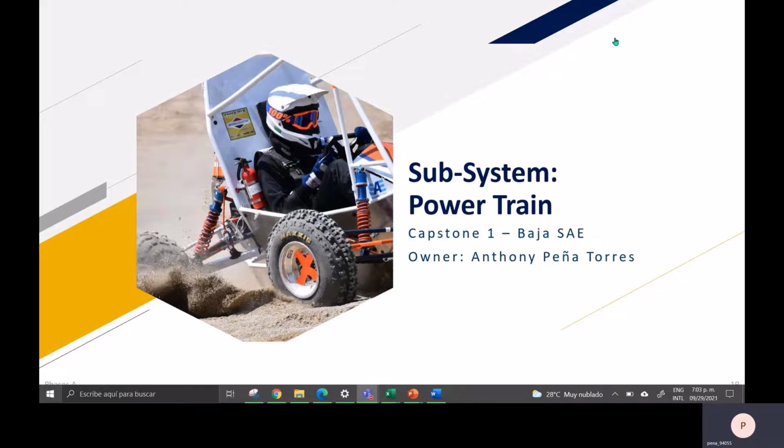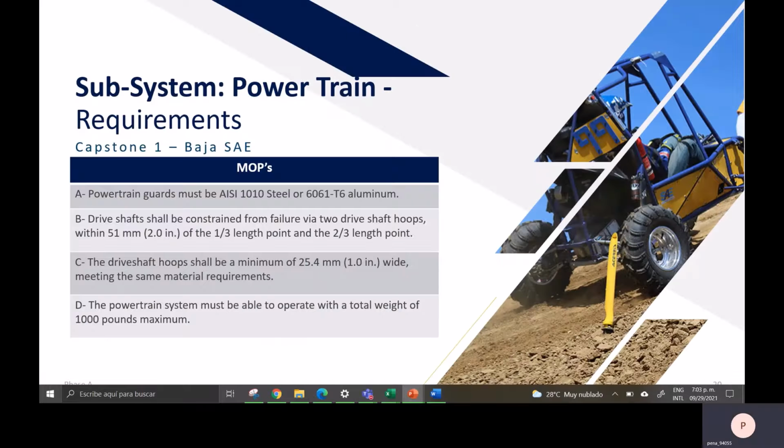Hello, I am Tony again, and I present my subsystem, the powertrain. The powertrain MOPs: the power wire must be 10 steel or 6061-T6 aluminum.